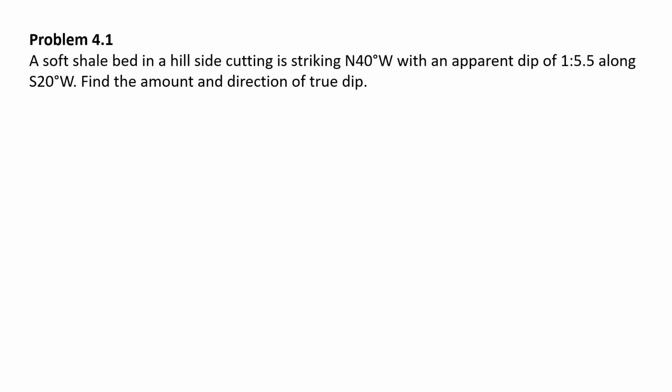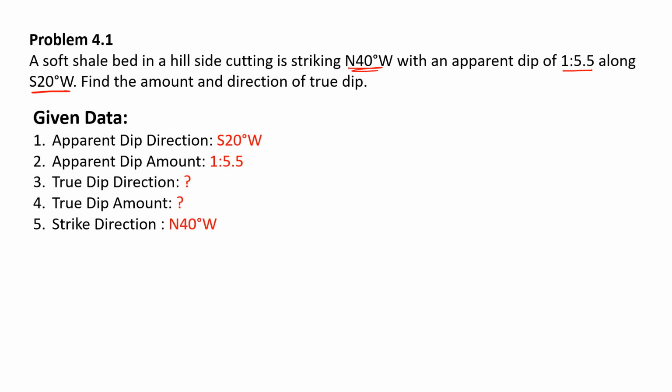So the first problem: a soft shale bed in a hillside cutting is striking north 40 west, with an apparent dip of 1:5.5 along south 20 west. So the apparent dip direction is south 20 west and the apparent dip amount is 1:5.5. Let's see the given data. The apparent dip direction is south 20 west, the apparent dip amount is 1:5.5, and the strike direction is north 40 west.